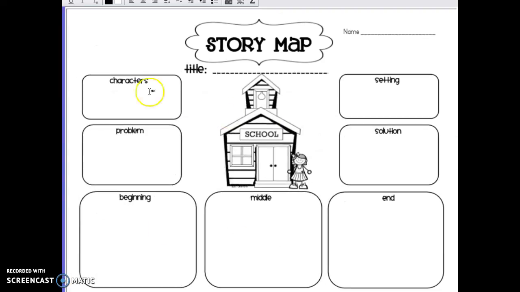So on my story map, I'm going to plug those in the box that says characters, who the story is about. Raymond and the chatty ball.